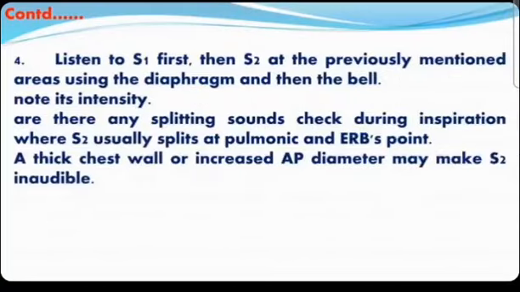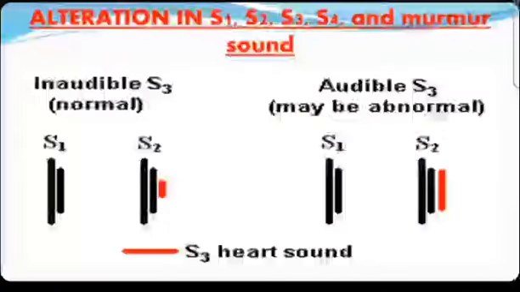Listen to S1 first and then S2 at the previously mentioned areas using the diaphragm and then the bell. Note its intensity. Are there any splitting sounds? Check during inspiration, where S2 usually splits at the pulmonic and Erb's point. A thick chest wall or increased AP diameter may make the S2 inaudible. Note alterations in S1, S2, S3 and S4. An inaudible S3 is normal. An audible S3 may be abnormal.